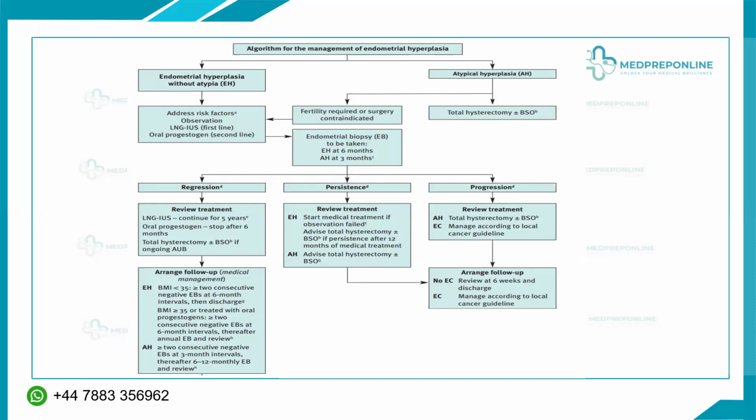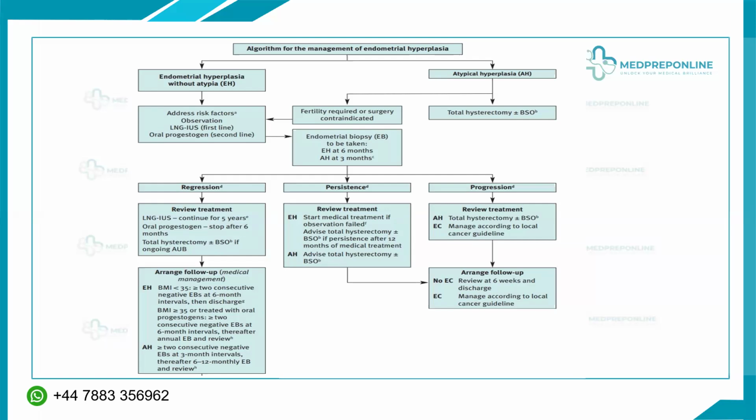So if you have endometrial hyperplasia without atypia, you have to address and correct the risk factors. You can observe. The first line of management is always a levonorgestrel intrauterine system, which is a Mirena. Also, you can treat the patient with oral progesterone. So this is for endometrial hyperplasia without atypia, because we saw the risk of progression is hardly less than 5% in the next 20 years. But atypical hyperplasia has to be treated because it can progress to cancer in almost 25 to 50% of cases. So the treatment of choice is the total hysterectomy with bilateral salpingo-oophorectomy.